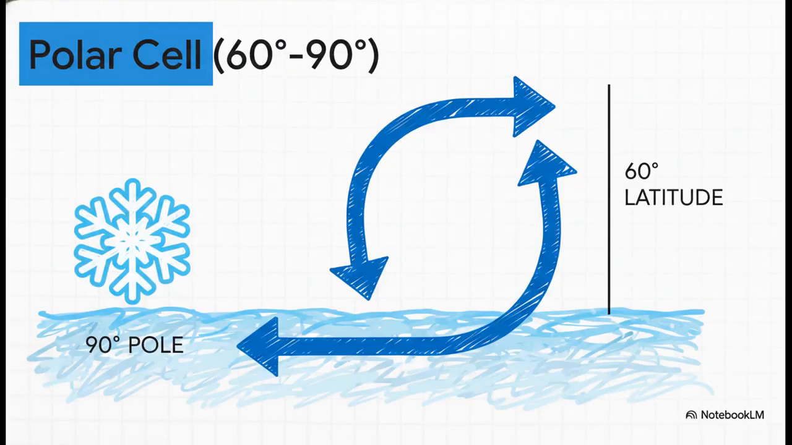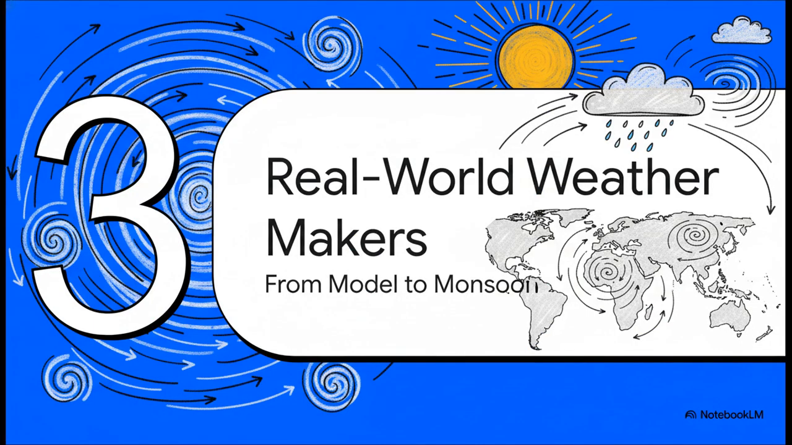And finally, there's the polar cell. This is another simple conveyor belt driven by the intense cold at the poles. You've got cold, dense air sinking right over the pole, flowing out towards the equator, and then rising up again around 60 degrees latitude, where it bumps into the warmer air from the Ferrel cell. Now this whole 3-cell model is the ideal blueprint. It's clean, it's simple. But the real world has complications like continents and oceans and changing seasons. And those things create patterns that are way more complex and honestly pretty fascinating.